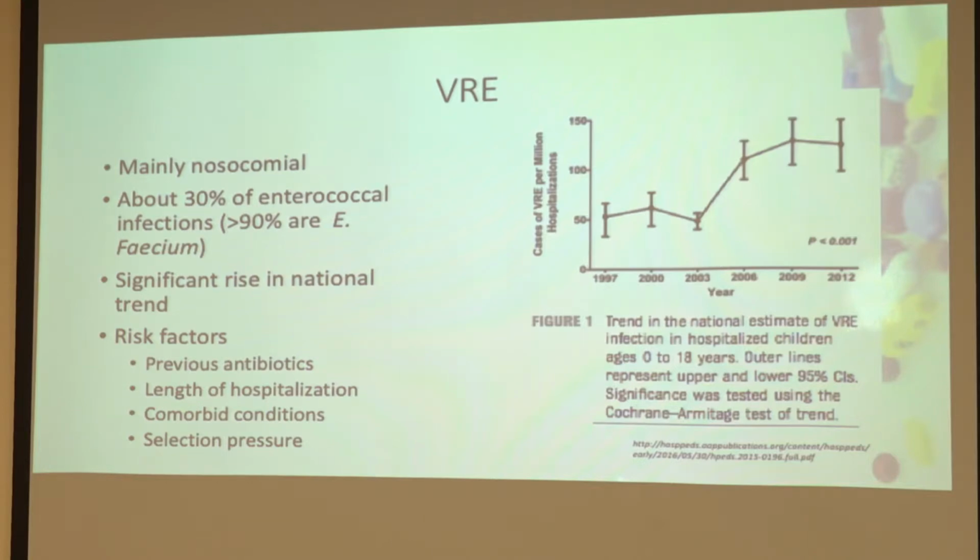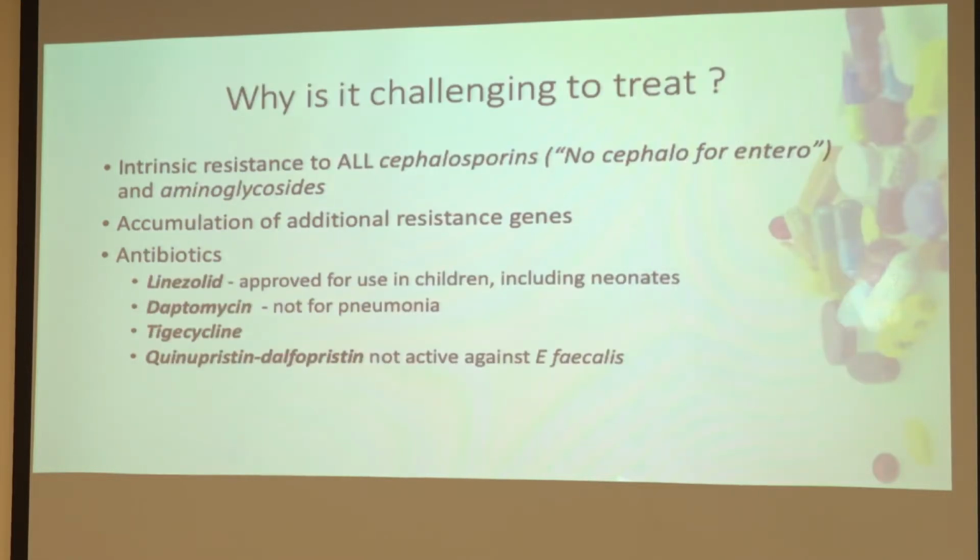Selective pressure means there is a reason for the organisms with certain phenotypes to have either a survival benefit or a disadvantage. So something is happening in the environment which makes VRE multiply and grow as compared to the other enterococcus strains. So why is it challenging to treat VRE?